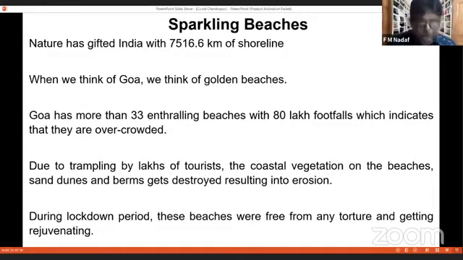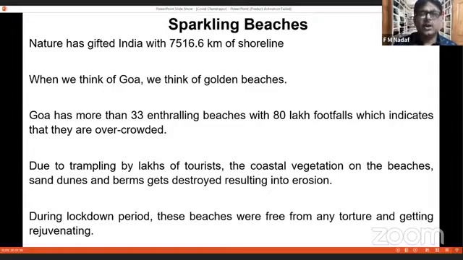Now, since I come from Goa, I have my own observations. On average, about 80 lakh people visit the state of Goa. Goa is known for both domestic and international tourism. So we have 80 lakh footfalls. During lockdown, not a single person visited. 33 beaches are there and all these beaches were deserted.